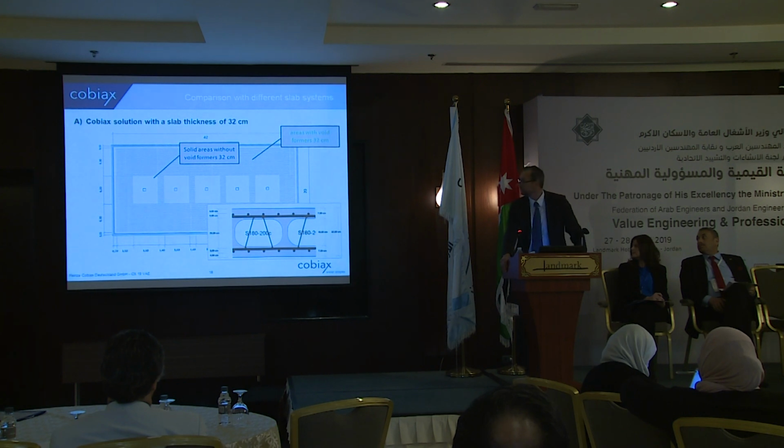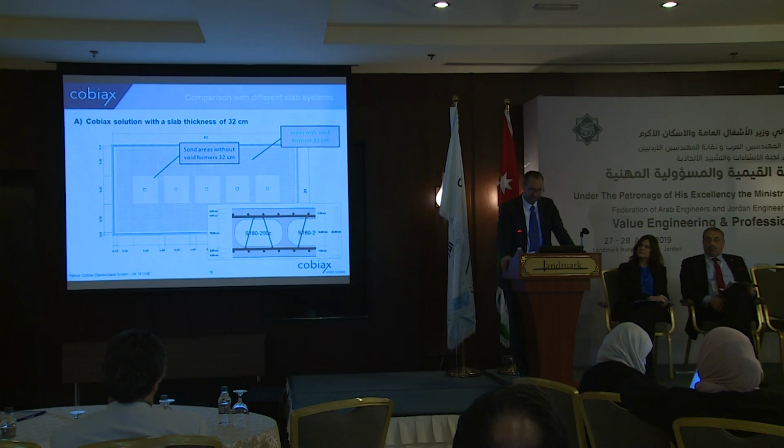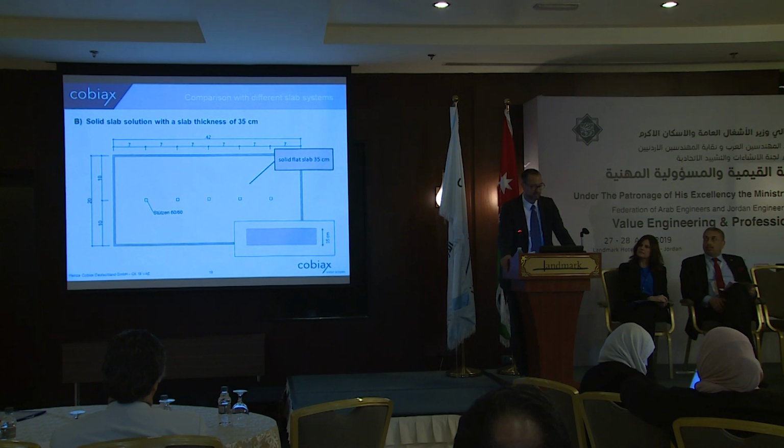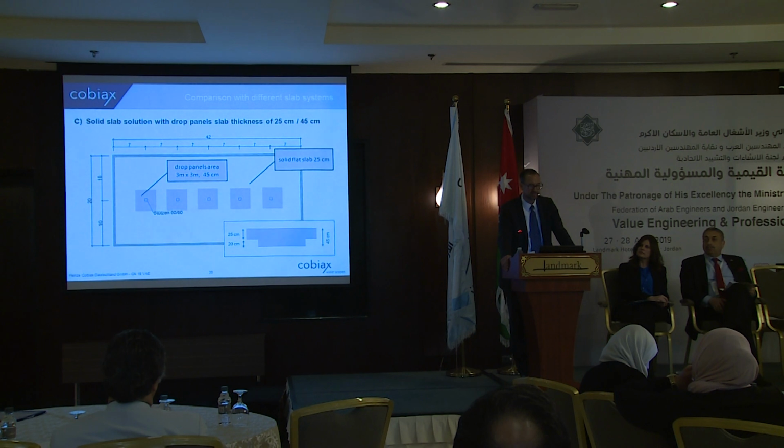The first slab is a Kobiax flat slab with a slab thickness of 32 centimeters in this case, with a void former height of 18 centimeters. The next slab is a solid slab without void formers, so the slab thickness has to be increased to achieve the same deflection. In this case, it's a slab with a thickness of 35 centimeters. The next example is a solid slab solution with drop panels. Here you can see the drop panels with a thickness of 45 centimeters, whereas the slab thickness itself is 25 centimeters.